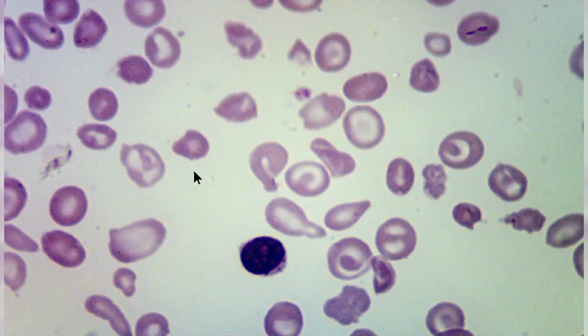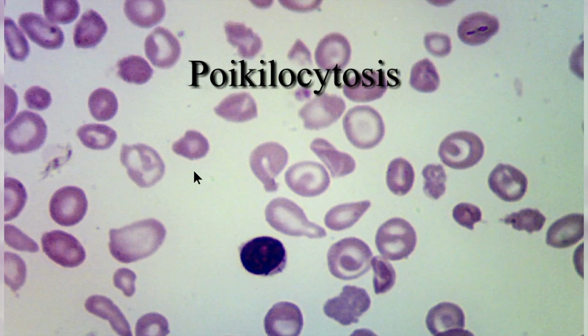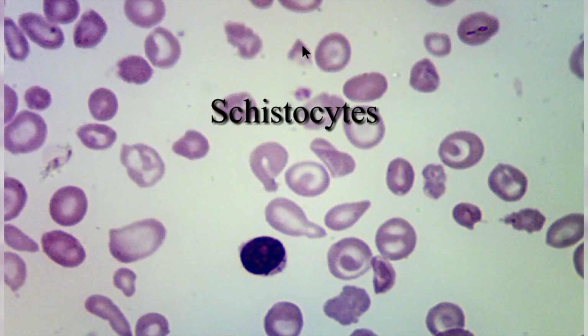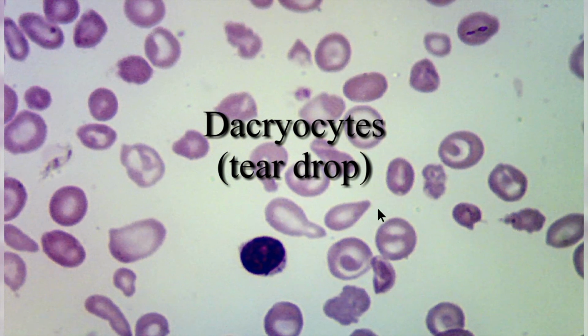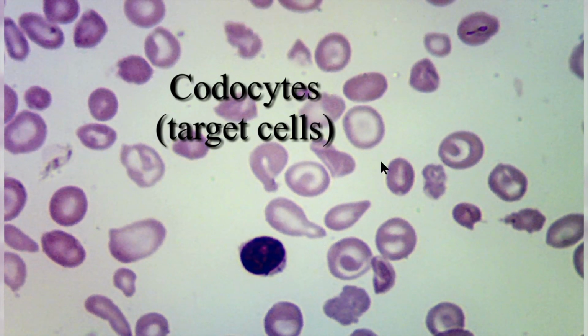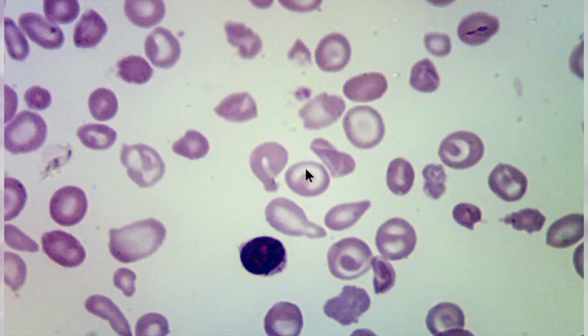And you also see a high degree of poikilocytosis. There is a variation in the red blood cells. You do have schistocytes present, you have dacryocytes present, and there are target cells present in here. So there is a high degree of poikilocytosis.